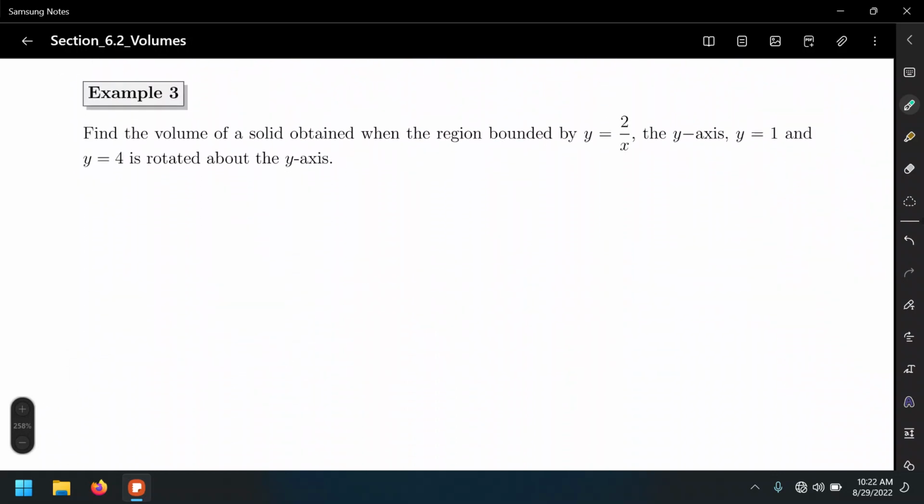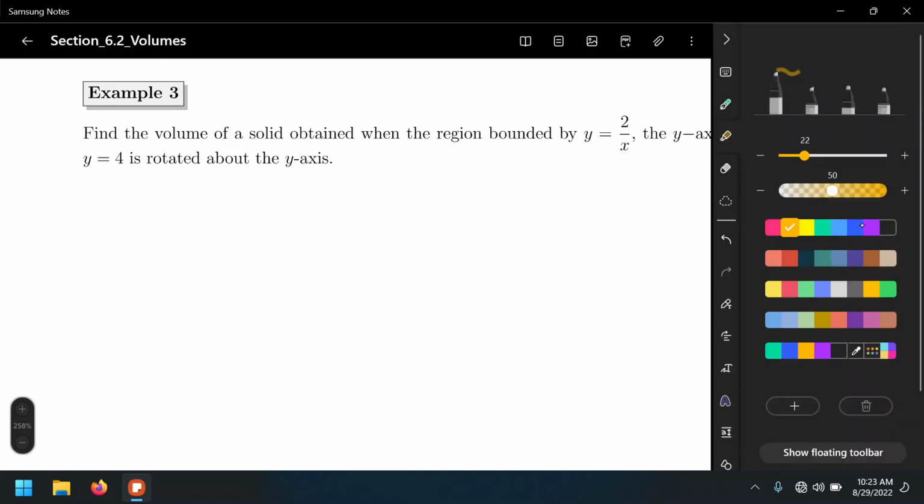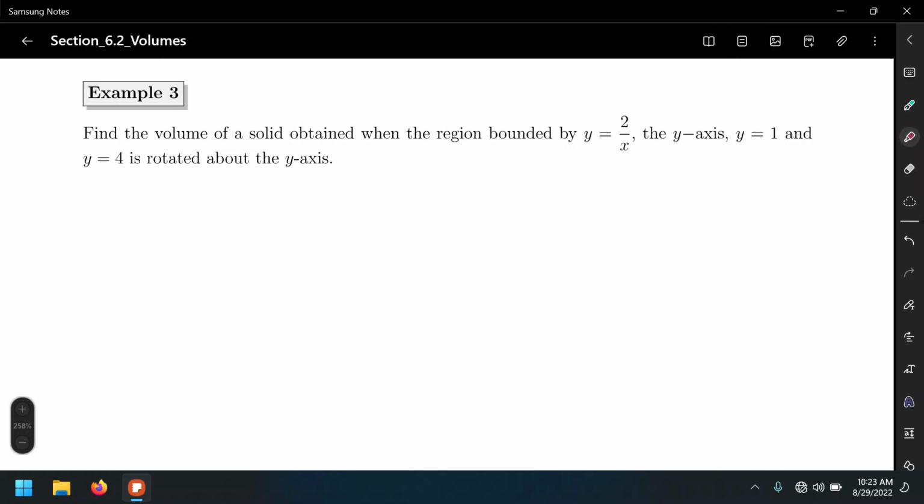Okay, they're asking us to find the volume of a solid obtained when the region bounded by y equals 2 over x, the y-axis, y equals 1 and y equals 4. So this time they're giving us a lot of information, but be careful, because this time they're asking us to rotate the region about the y-axis.